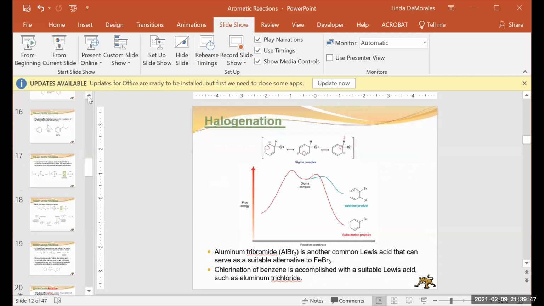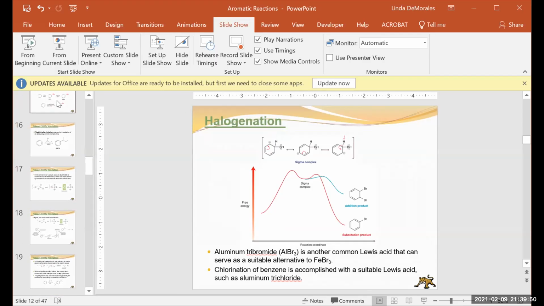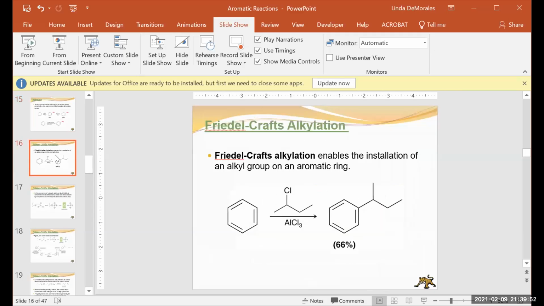Oops. Looks like slide 16. Let's do the slideshow mode.